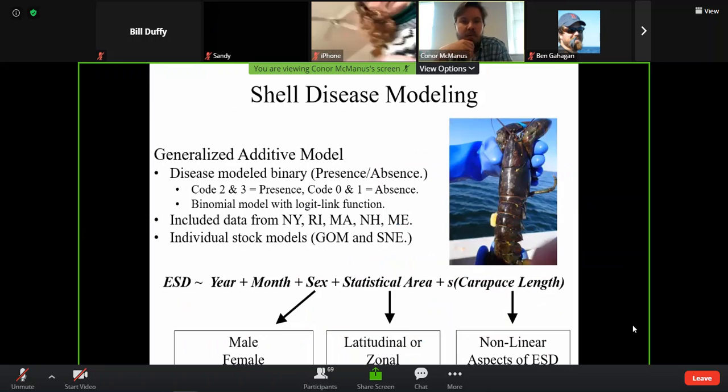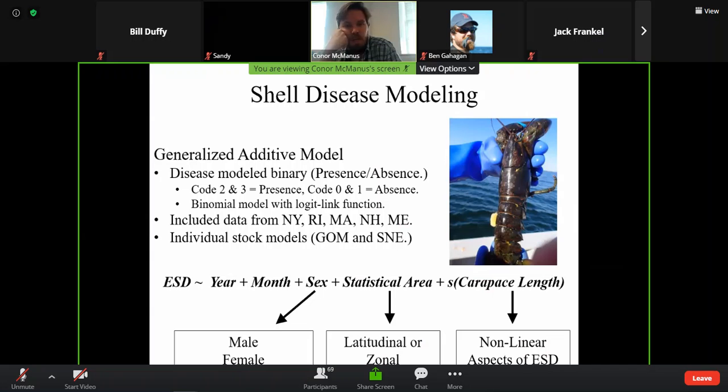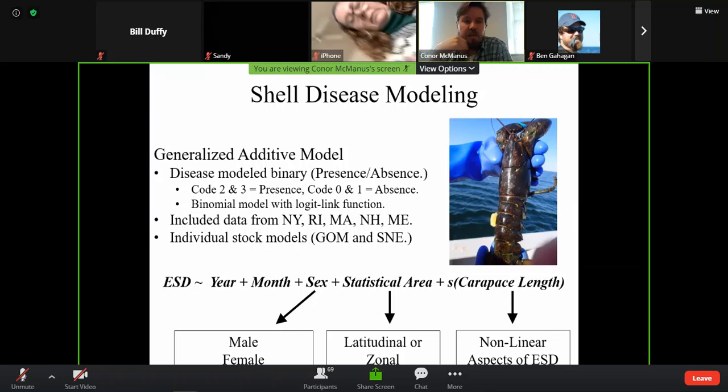For the modeling work that we looked at for this, we used generalized additive models for lobsters, trying to look at just the presence or absence of shell disease, or the probability of a lobster carrying shell disease. For now, what we've done is basically model it as binary, with codes 2 and 3, so moderate or severe disease, being the presence of shell disease, and 0 and 1 being absence.